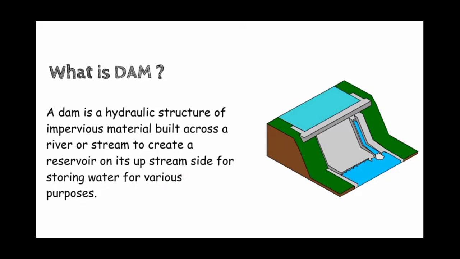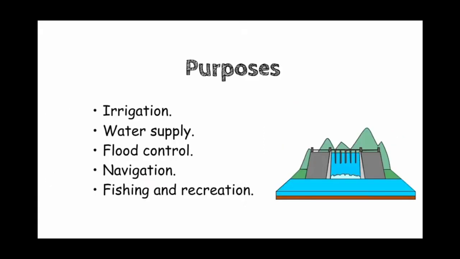So what is a dam? A dam is a hydraulic structure of impervious material built across a river or stream to create a reservoir on its upstream side for storing water for various purposes. Some dams divert the flow of water into a pipeline, canal, or channel. Dams are built for many purposes: first, for irrigation, water supply, flood control, and navigation, and lastly, for fishing and recreation.